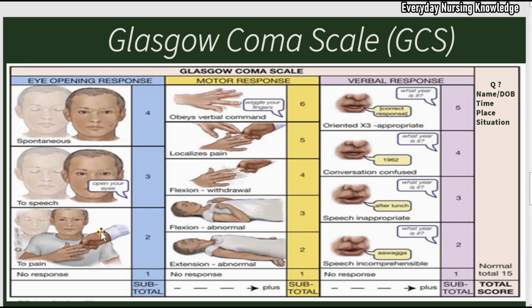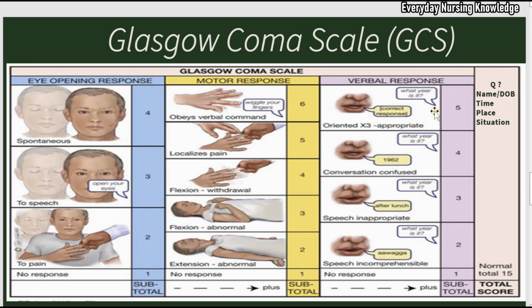If the patient opens his eyes only to pain, you can do a peripheral painful stimuli. You can apply pressure to the nail bud, and if to the pain only the patient opens his eyes, then you can give a score of 2. If the patient does not have any eye opening, if the patient doesn't open his eyes even to painful stimuli, no eye opening, you give a score of 1.